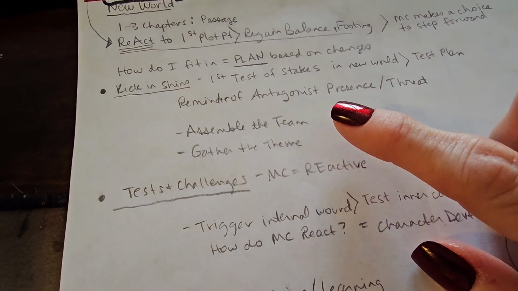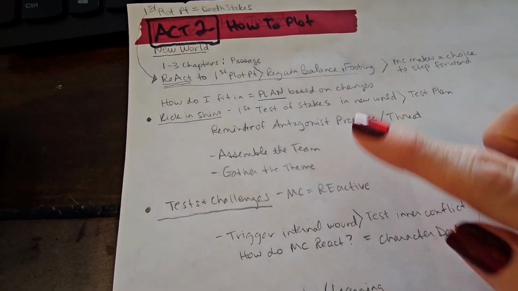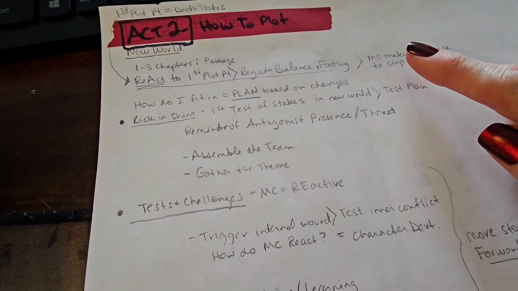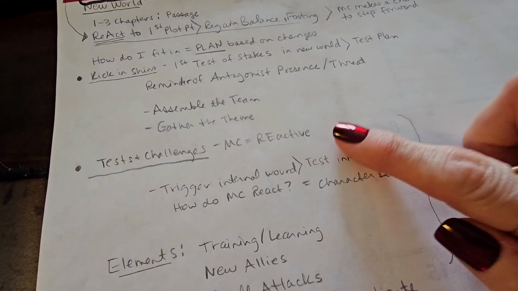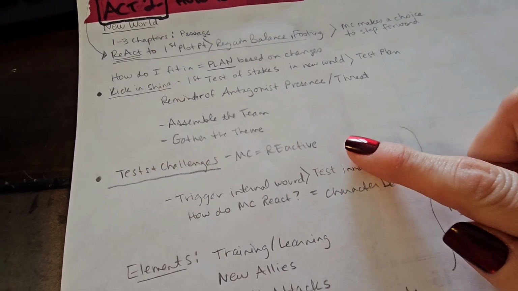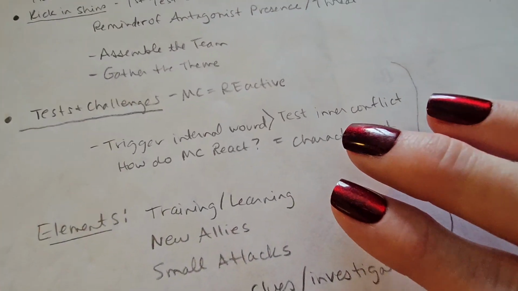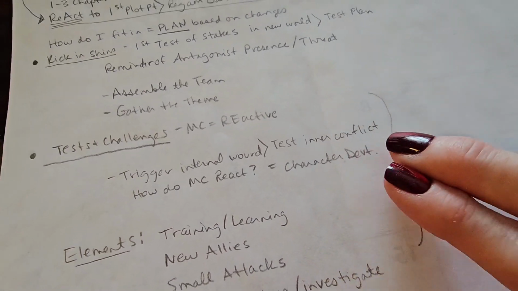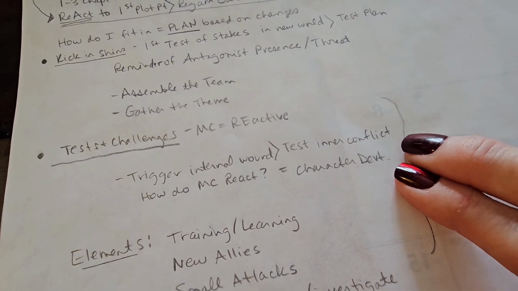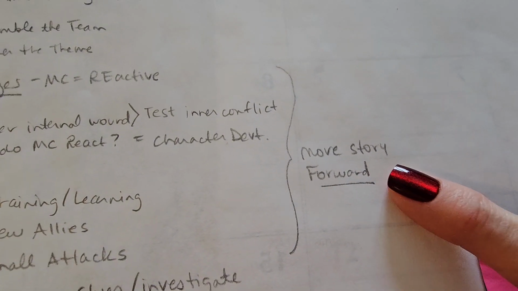We've got options such as assembling the team, gathering the theme, all of the things that are happening. Maybe there's some training, there's some tests and challenges, but your main character is still primarily reactive. They've not taken a proactive stance yet in their situation. We've got triggering their internal wound, and how do they react? Test their inner conflict. That leads to character development. I've got a note. Use this to move the story forward.